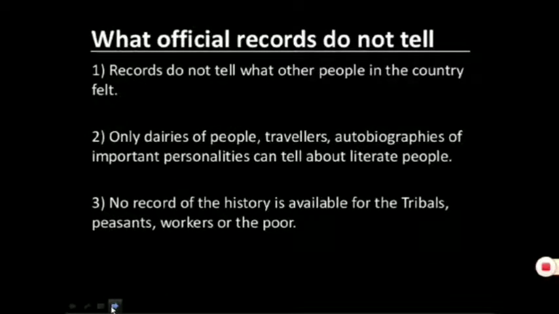Children, we have studied how these sources help the historians to write the history. But what do these official records not tell us? These official records do not tell what other people in the country felt. Only diaries of people, travelers, and autobiographies of important personalities can tell about literate people. Now what about the people who cannot read and write? They also have some feelings, but their records we didn't get. No record of the history is available for the tribals, peasants, workers or the poor.